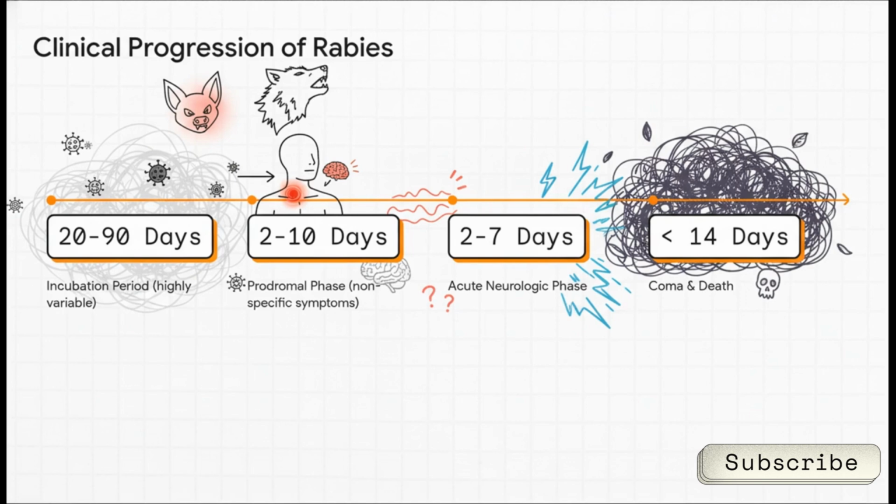And here's a key point for your exams. The length of this period depends on the bite location. A bite on the foot, longer incubation. A bite on the face, right next to the brain, much, much shorter. But once you leave the incubation period and the first symptoms of the prodromal phase start, things happen fast. From there, it's just days until the acute neurologic phase and then coma and death. It is a relentless and rapid decline.